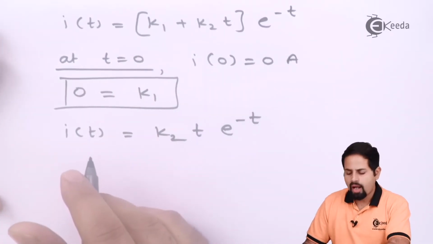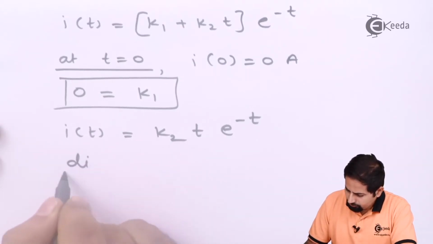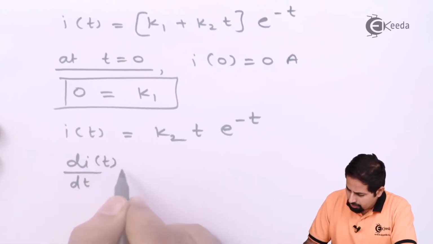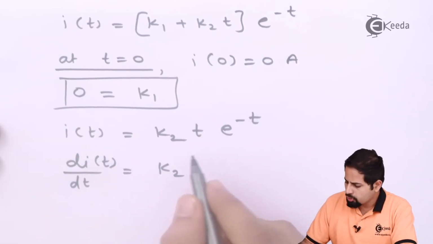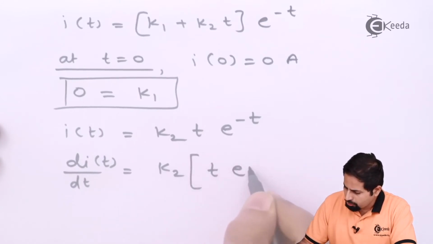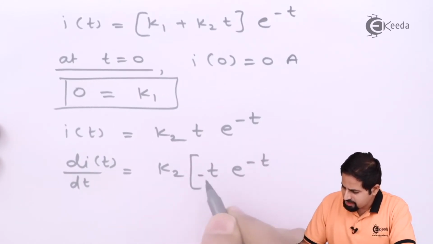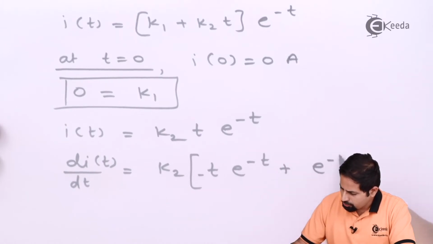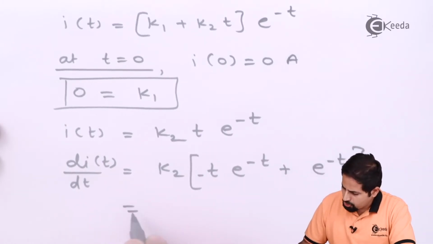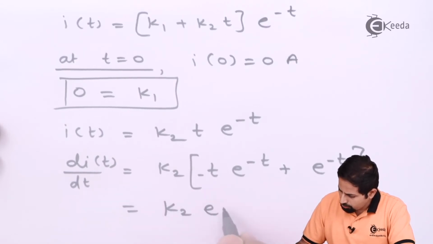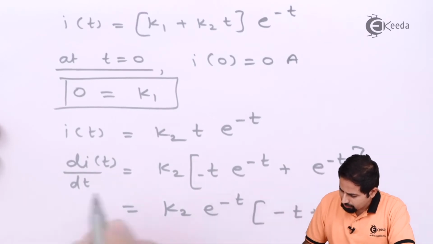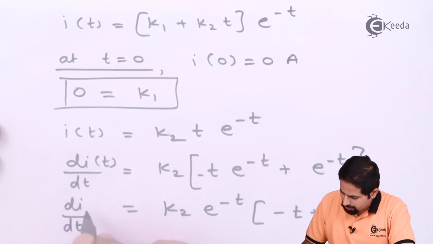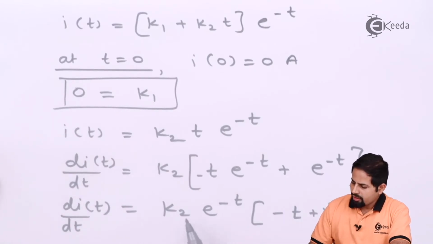Now I will take the derivative of this. So di by dt equals k2 into, by the UV rule, t into e to the power minus t with minus sign plus e to the power minus t, and that gives k2 into e to the power minus t into the bracket minus t plus 1. So this is our di by dt, with e raised to minus t outside and minus t plus 1.